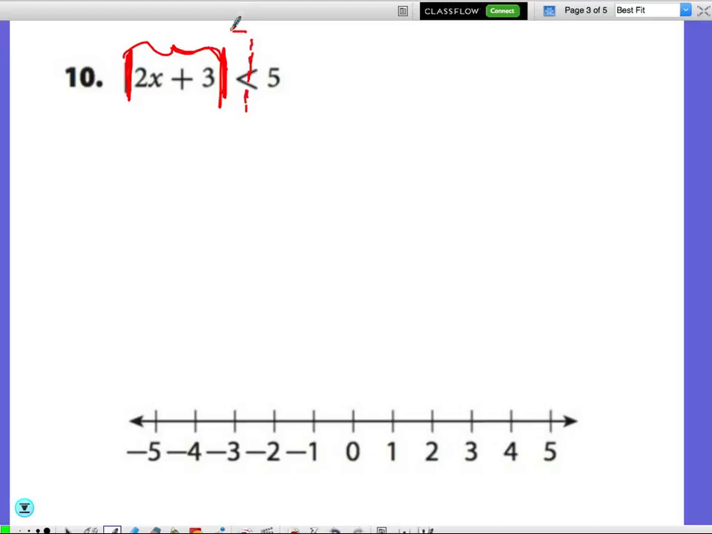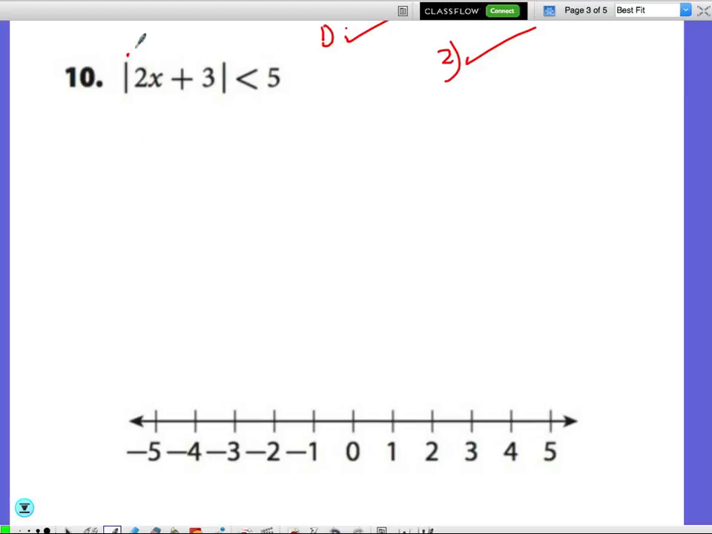Is there anything on this side where the absolute value is? Is there anything outside of it? No. So basically, is step 1 already done? Is the absolute value expression already isolated? Yes. Step 1 is done. That means we go to step 2, which is to write the compound inequality and solve for x.